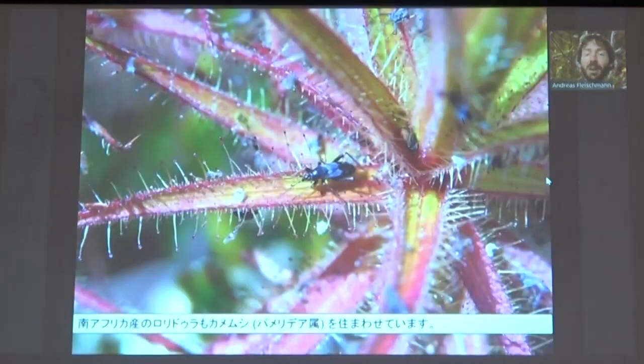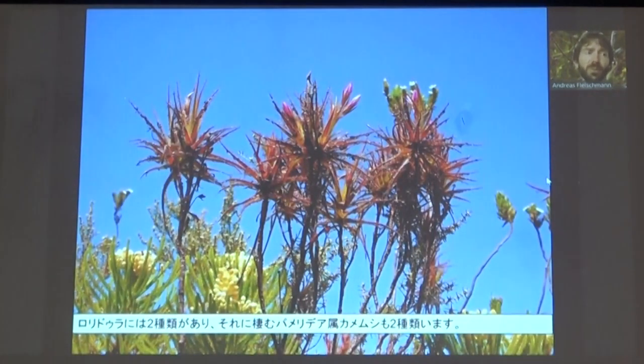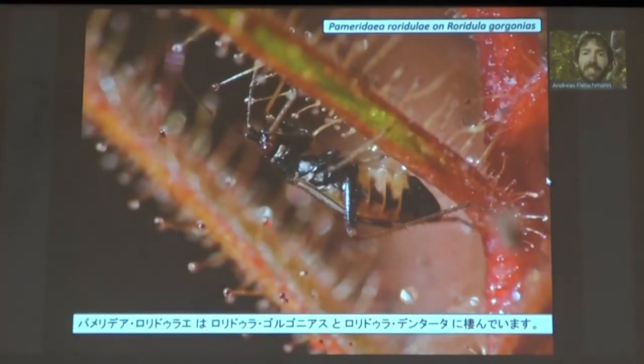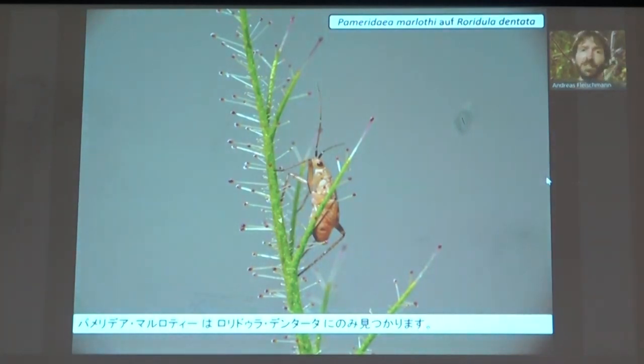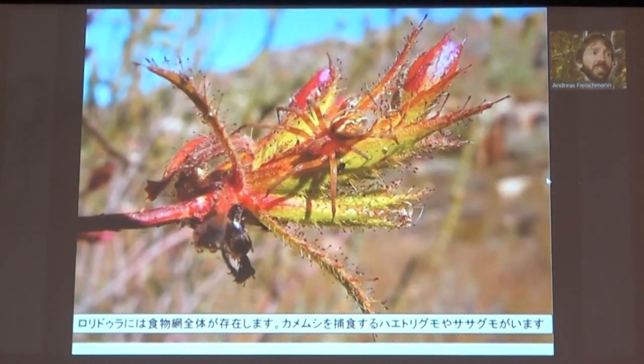You might know this system from a much more well-studied system from the genus Roridula from South Africa, which hosts very closely related mirid bugs of the genus Pameridea. There are two species of Roridula and two species of associated Pameridea bugs in South Africa. This is not Drosera here, it's just shown for comparison. There's Pameridea roridulae, which lives on Roridula gorgonias and also on Roridula dentata. And this paler colored, slightly larger species, Pameridea marlothii, lives exclusively on Roridula dentata, only found on Roridula dentata more inland. These two bugs, by the way, do not occur together.